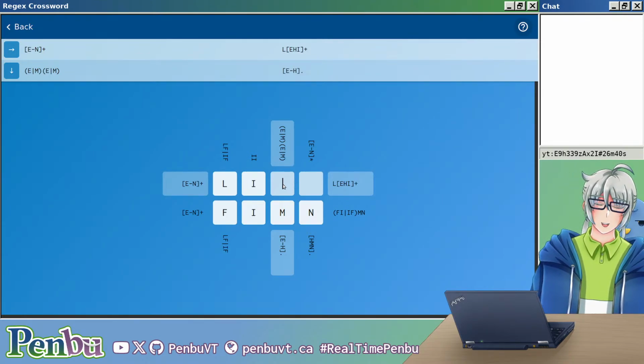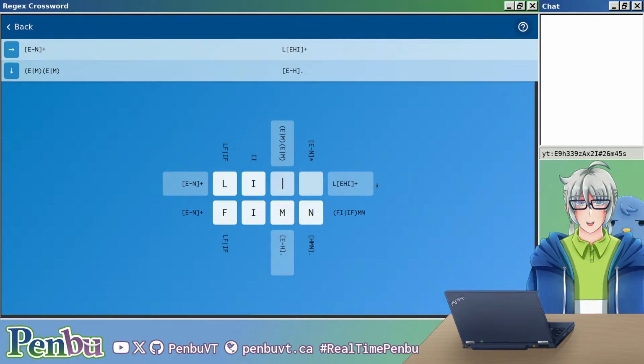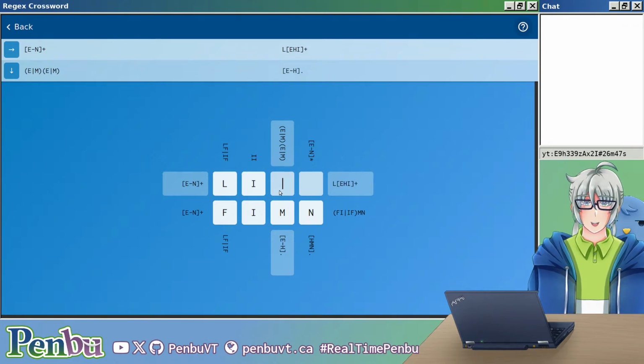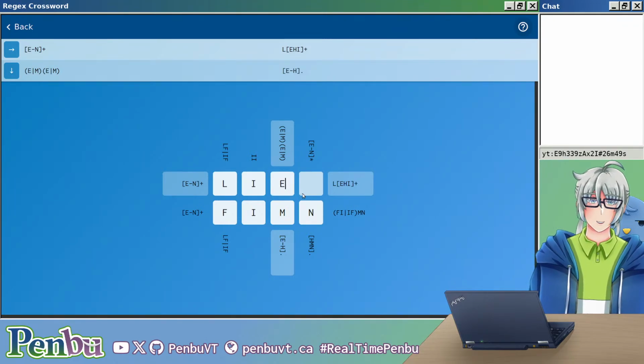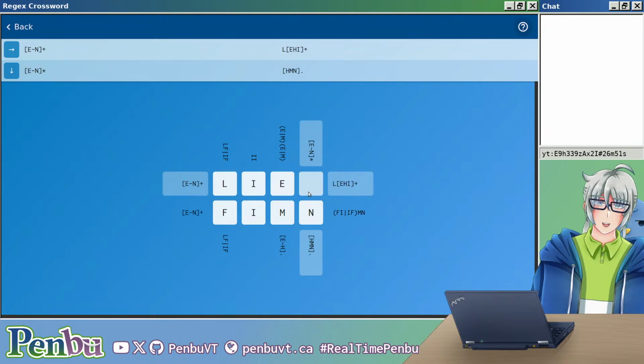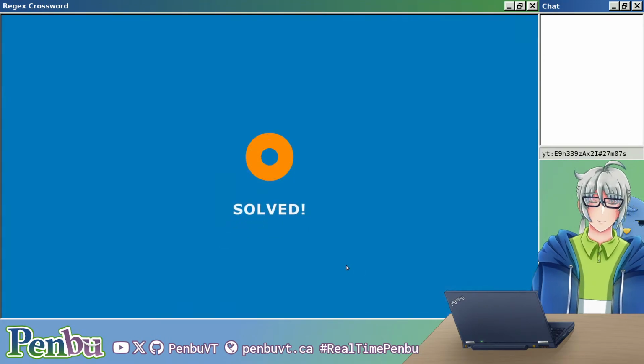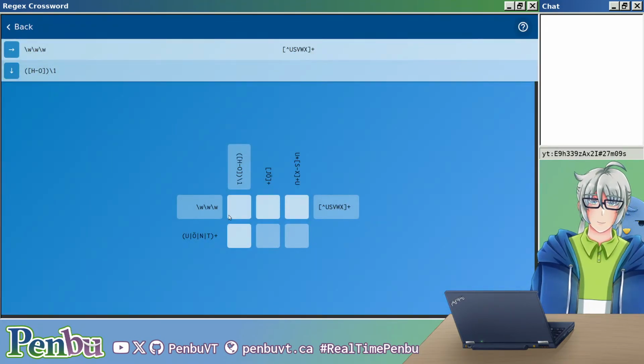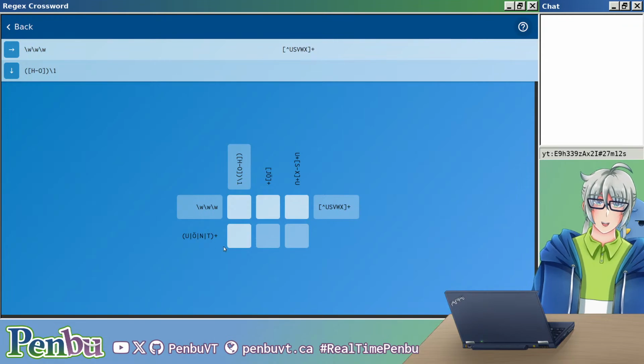So this can't be an M because this prohibits that from being an M. So this has to be an E, which then makes this also. So we can't do an N because this is not an N. Can't do an M because that's not an M. So this has to be an H. Three word characters.